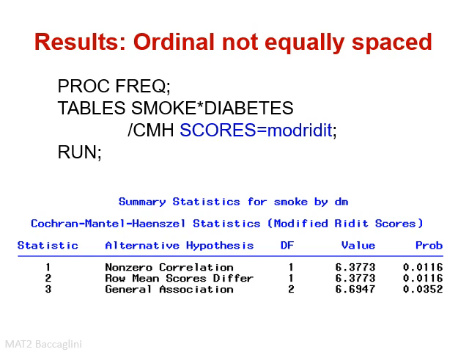If the outcome is ordinal but not equally spaced, you need to write scores equal modified ridit, mod ridit. And then you will select the raw mean score differ p-value of 0.0116.